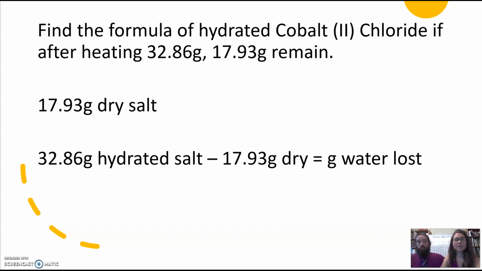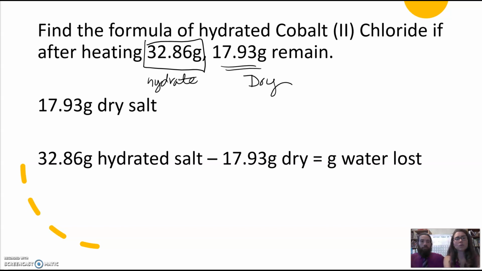So here's another example. Find the formula of hydrated cobalt 2 chloride if, after heating this many, so this is what we're starting with, this is how much remains. So this is the dry mass, or anhydrous, or dehydrated. And this is the hydrate.